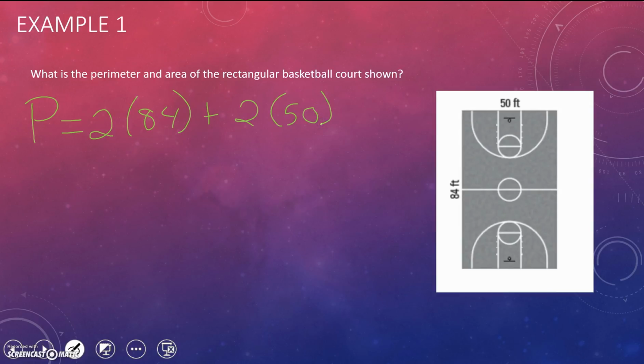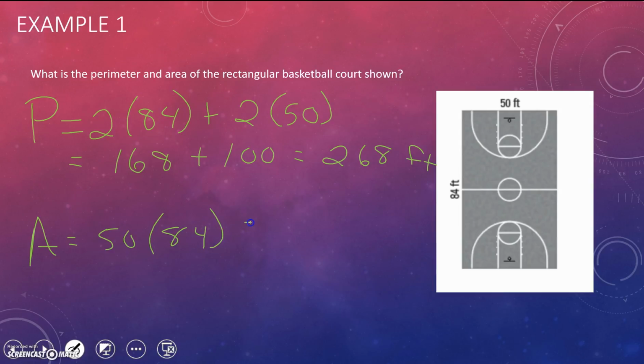When I multiply this out, on the left, I get 168. Down here, the next number I get is 100. So our perimeter is 268 feet. However, for the area, it is length times width, so I'm going to multiply 50 by 84, and we should get a total of 4,200. And again, this is area, so it is square footage. And that's all that goes on with that one.